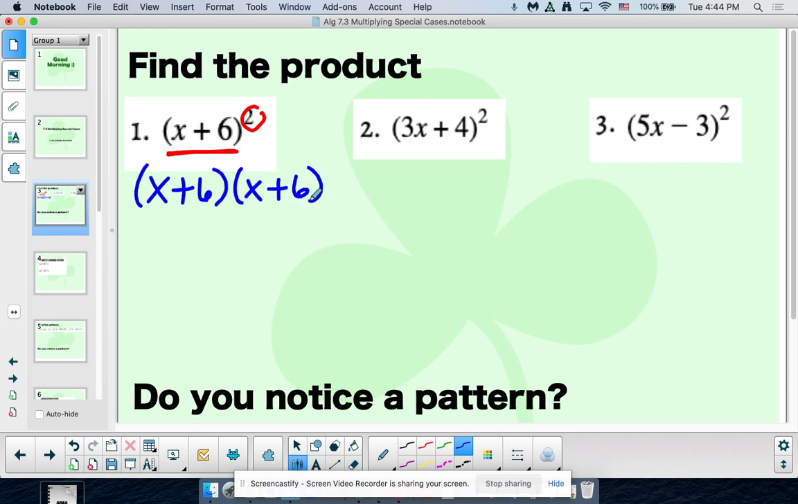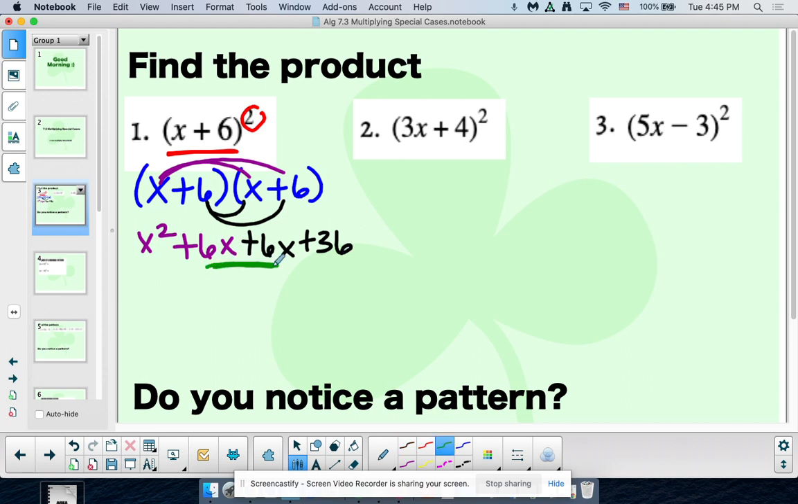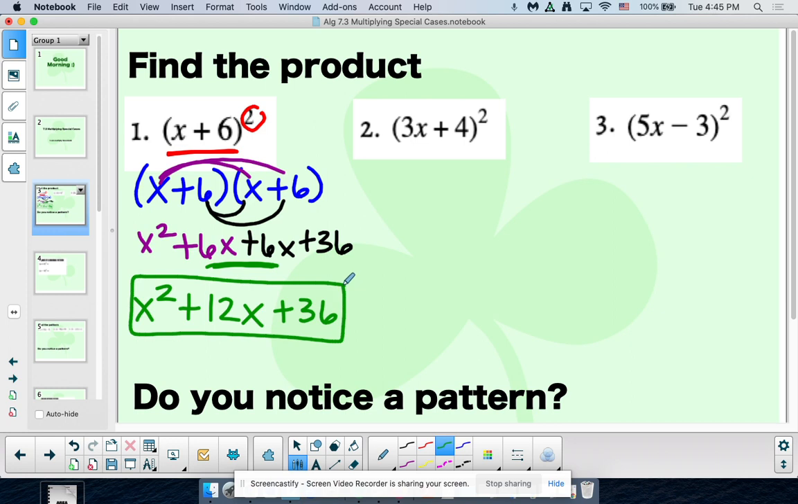And now we have a problem that we've been doing for, like I said, a few days now. So let's FOIL it out. X times x is x squared. X times 6 is 6x. Go through with our 6. 6 times x is 6x. And then our last 6 times 6 is 36. Again, if we do it correctly, our middles will be combined. So x squared plus 12x plus 36. That is our answer. Let's try another one, folks.